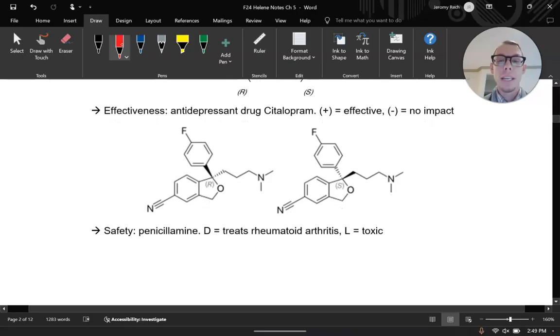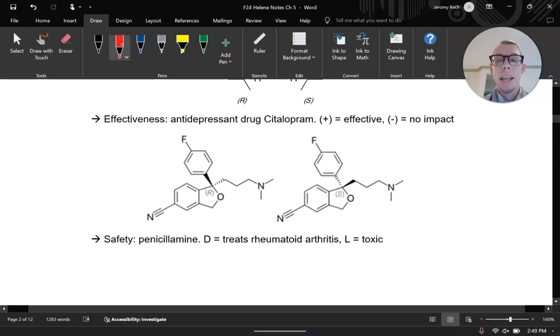To give two examples here, here is an antidepressant drug, and one of its forms is really effective as an antidepressant. The other one has no impact. Some can actually have not just no impact, but negative impacts. So here is an example associated with safety, where one of the forms treats rheumatoid arthritis and the other is actually toxic. Simply changing how things exist in 3D space can have huge impacts.